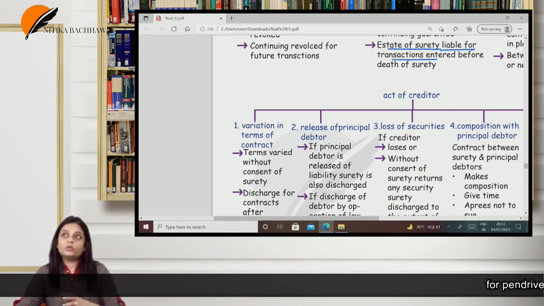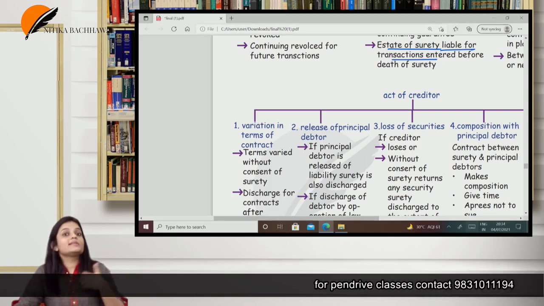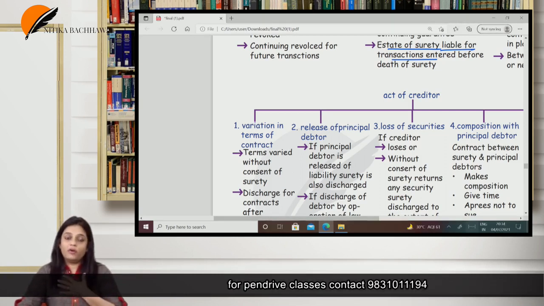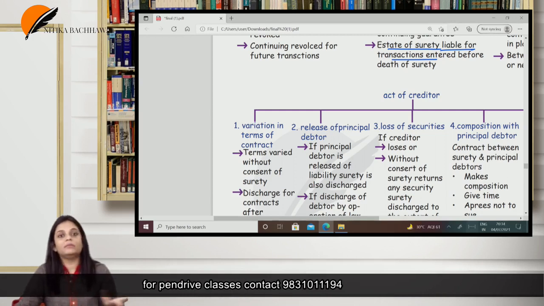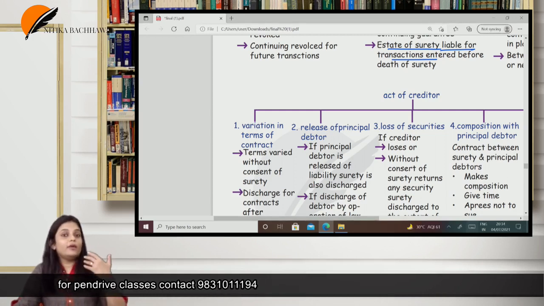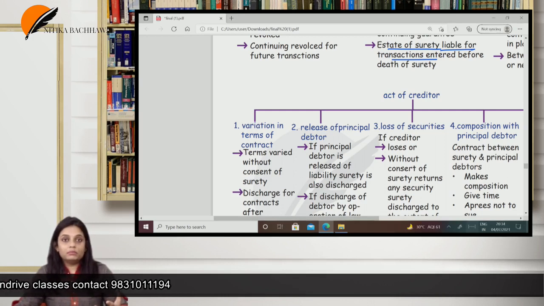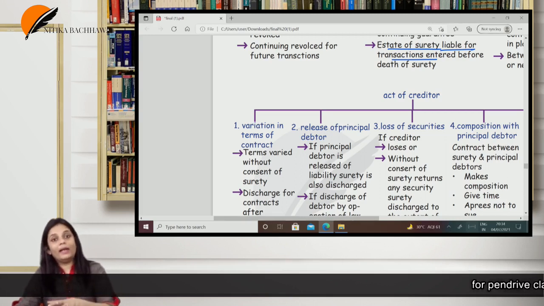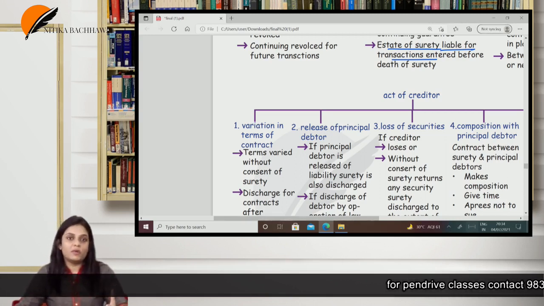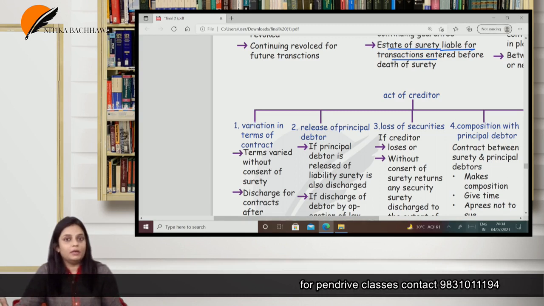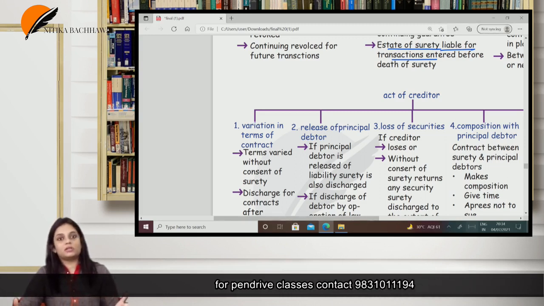The debt was supposed to be paid after 1 year. You make a contract and extend the time to 2 years. You should inform me. If you don't inform me, I am discharged. Or it was supposed to be paid in 1 year, and you and the debtor agree to pay it in 6 months. You should inform me because I am also liable. If you fail to inform, I am discharged.